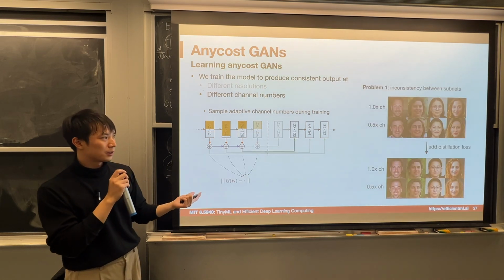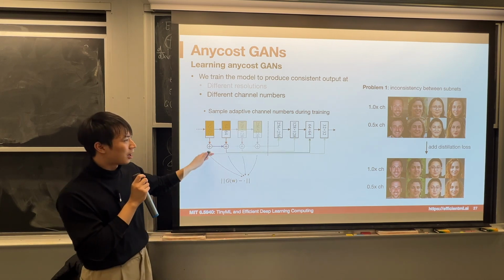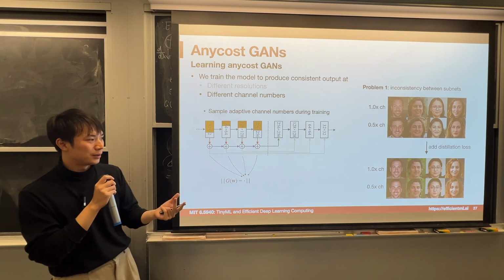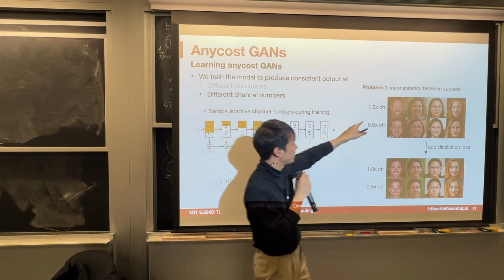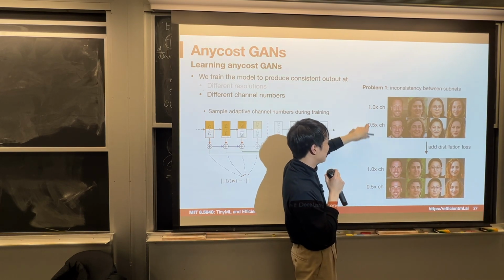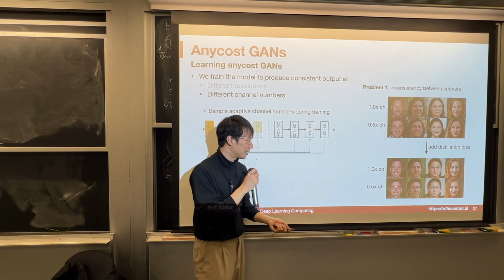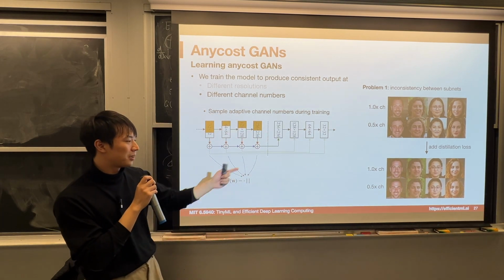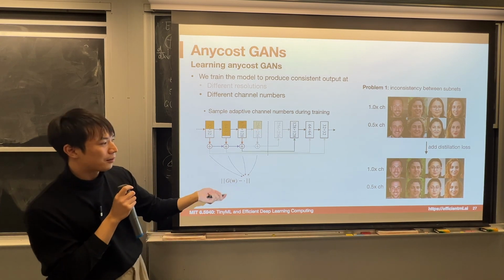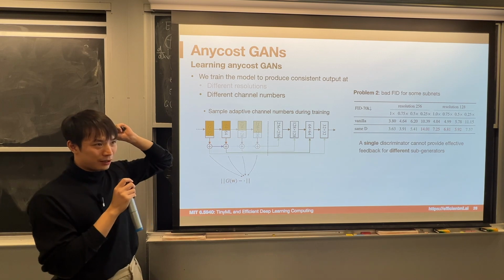And there are two problems we need to face. The first thing is that GAN training only guarantees the output is realistic. By realistic, it means that it looks like a human, but it doesn't actually encourage consistency between the different channel numbers. So this is the full channel, this is half of the channels. The outputs are not really alike, but this is easy to solve. We simply add a distillation loss between the different channel outputs. So it encourages consistency.